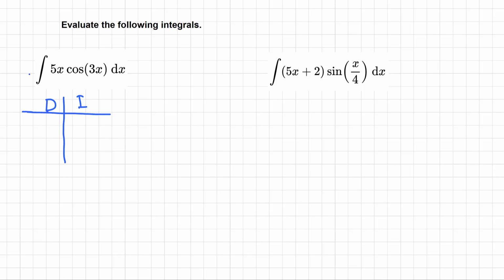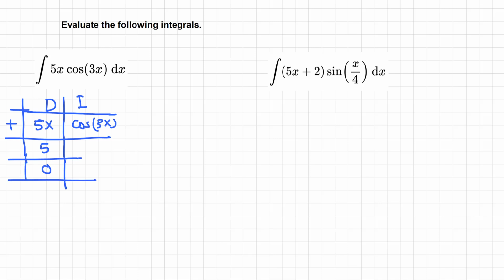So for 5x, we can ignore 5 and multiply through by 5 at the end, or just take D as 5x. And here is cosine 3x. This is positive when we start, that's the positive part. Let's take the derivative of 5x, which is 5. Take the derivative again, 0. Now plus, minus, and plus, just alternate. Now 0 means we integrate each term until this step.